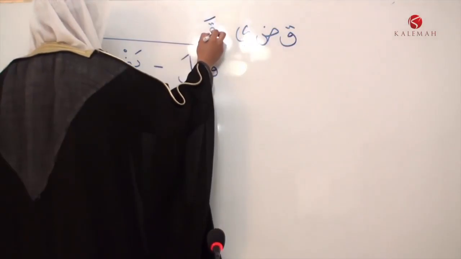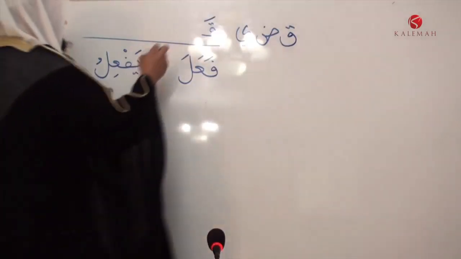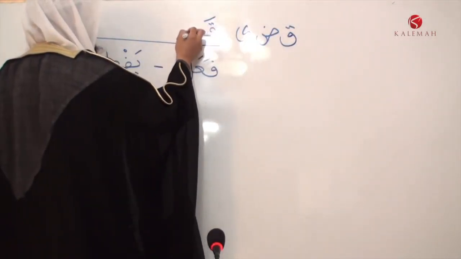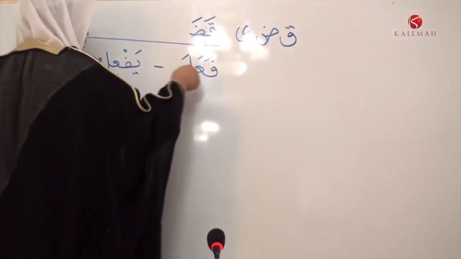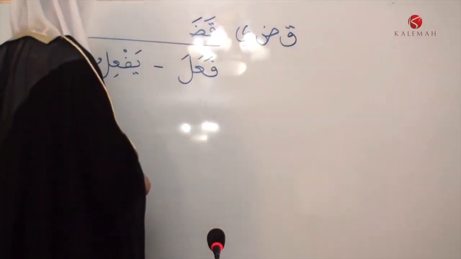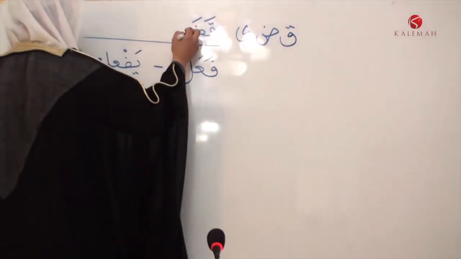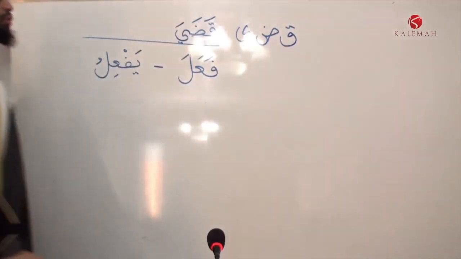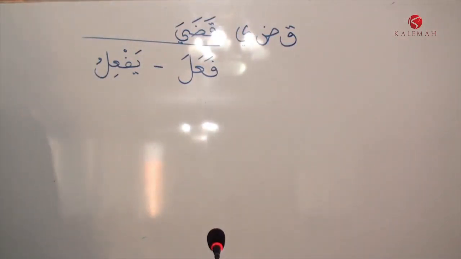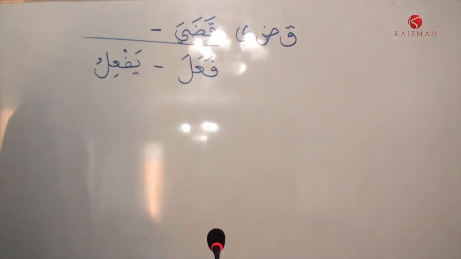Then what is the ayn? The dad. And this dad will have a fatha according to the ain in the scale. Then the lam is the ya, and this ya is going to have a fatha as well. What does it read? Qadaya. That's the madi. Now we go to the mudari.